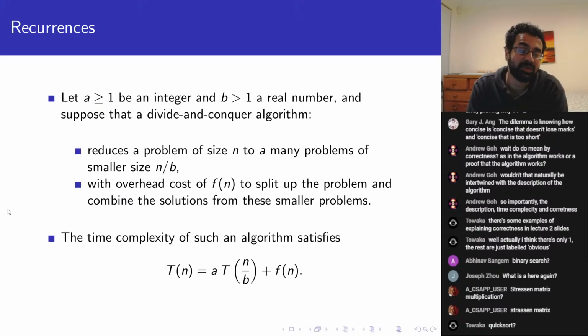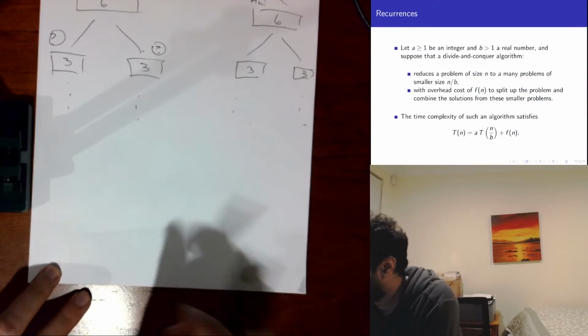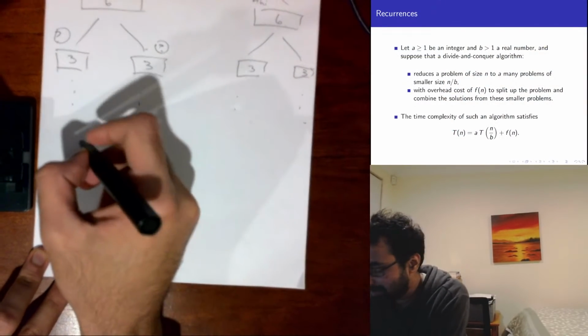Quicksort is an interesting case which we're going to discuss tomorrow. Yeah, that's true. When you throw away parts, a would be less than b. But you can also have instances where a is greater than b. This is also possible. So matrix multiplication using the Strassen algorithm is an example of this. But that's complicated, so we won't show it here. That is something that you can look into. In fact, we might even write something on the forum about that.